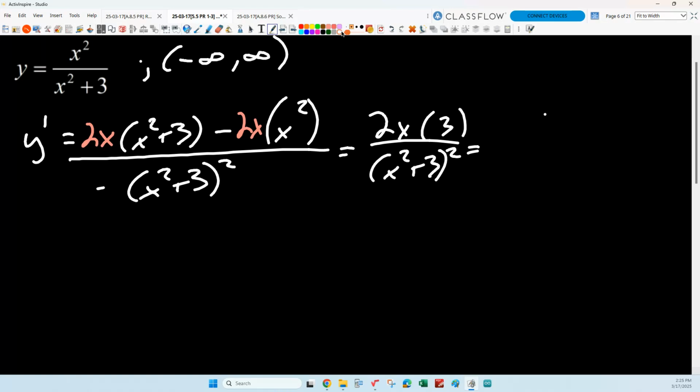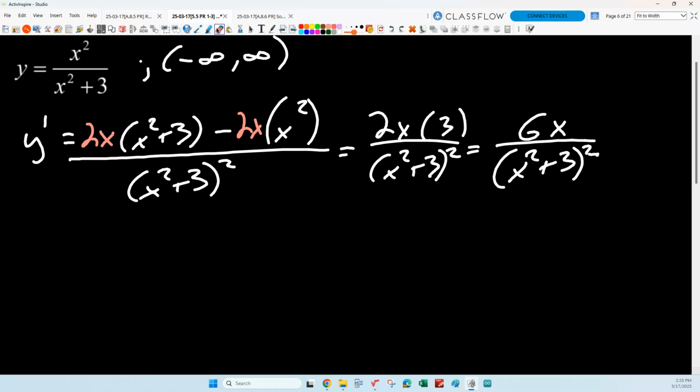So we just get 6x over x squared plus 3 squared. That's not supposed to be negative. There's a mark in the denominator. I don't know why that's there, like my hand just hit the board or something. So does that make sense?